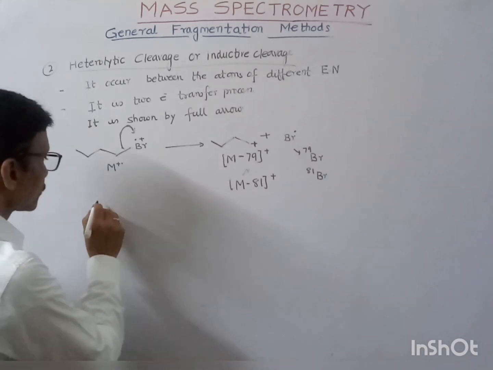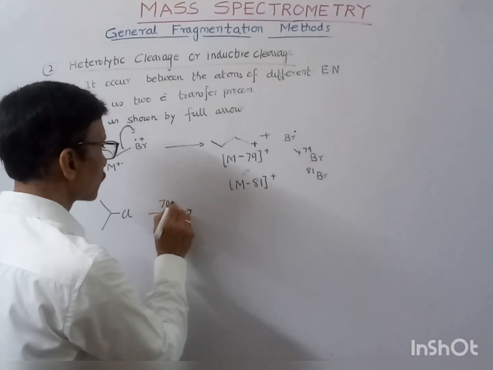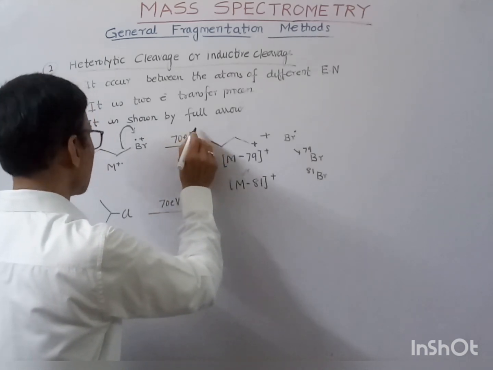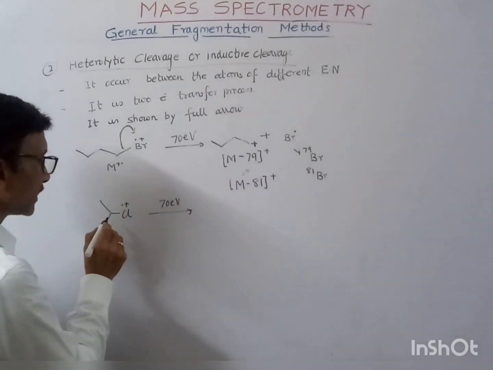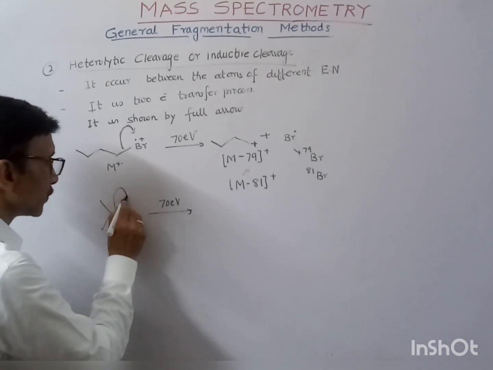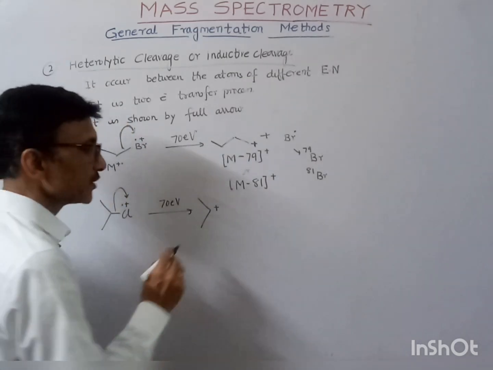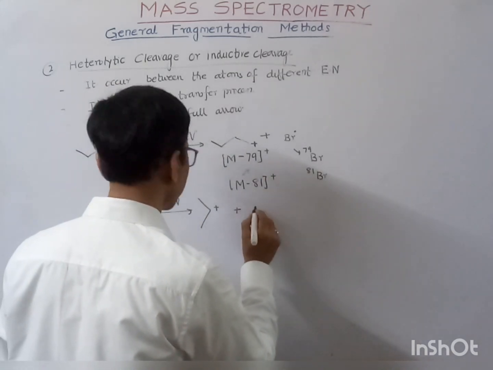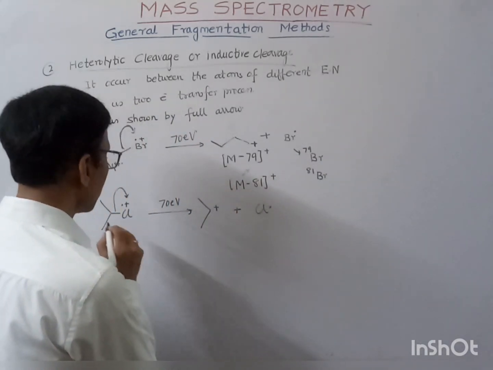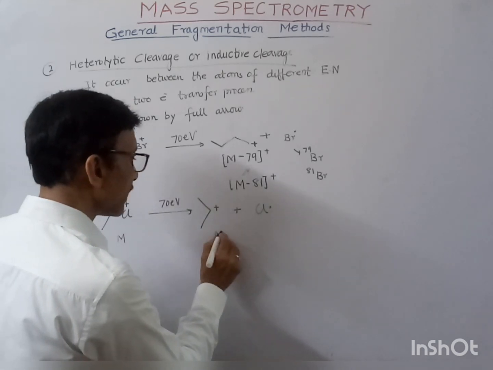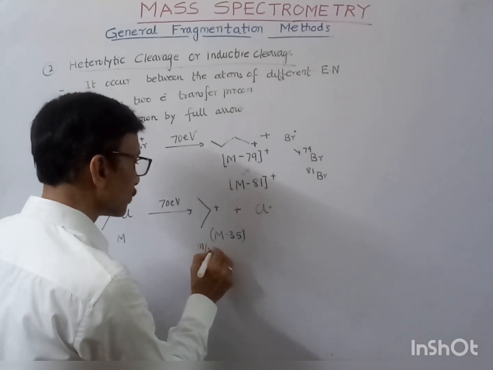Now, in the same way, suppose we have isopropyl chloride at 70 electron volt. Suppose you have a radical cation, so heterolytic cleavage will take place between atoms of different electronegativity. It will undergo cleavage and we will get a stable isopropyl cation plus a chlorine radical. This shows the M peak, and the M minus 35 peak will appear here, with an m by z value of 43.